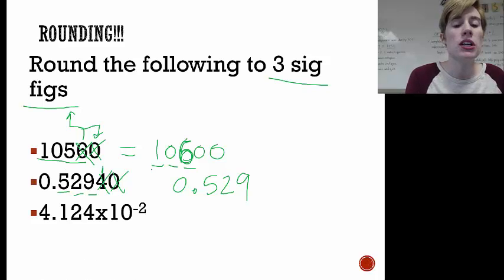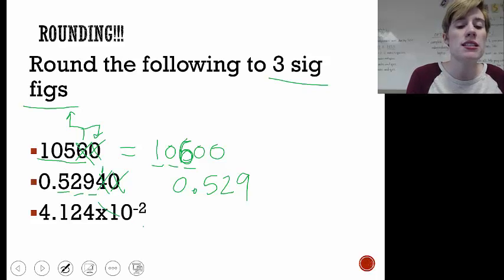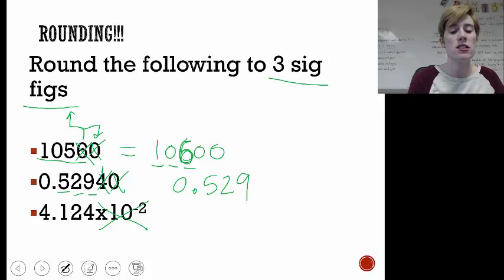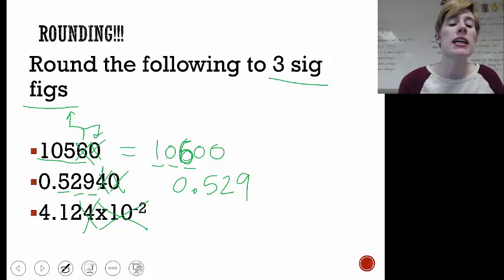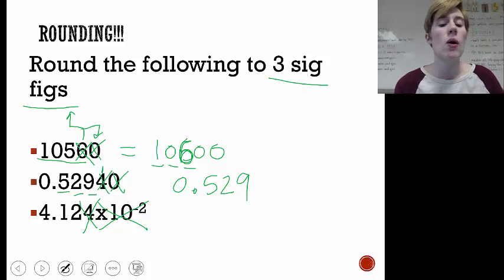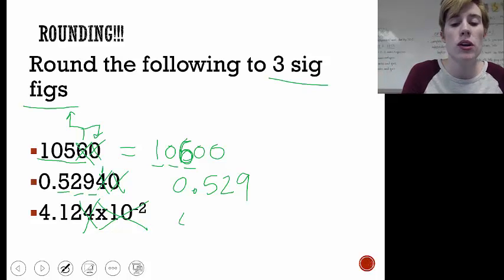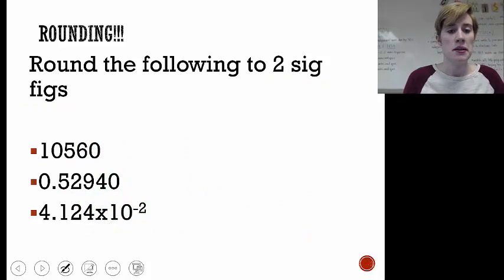Okay, so this value, when we're looking at scientific notation, these never count towards sig figs. So this current problem, I have 4 sig figs, but I only want 3, so I want to chop off the 4. The question is, can I leave it 4.12, or do I need to go up to 4.13? Well, 4 is less than 5, so I can leave it at 4.12, and then I still include my exponent even though it doesn't count as sig figs.